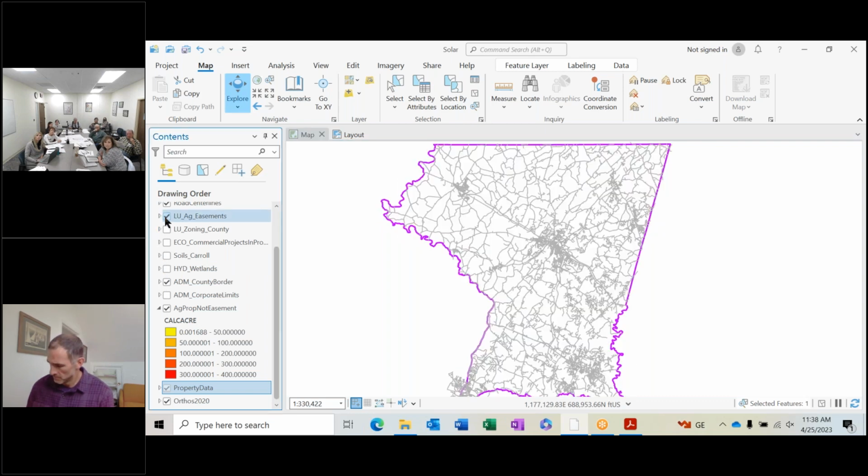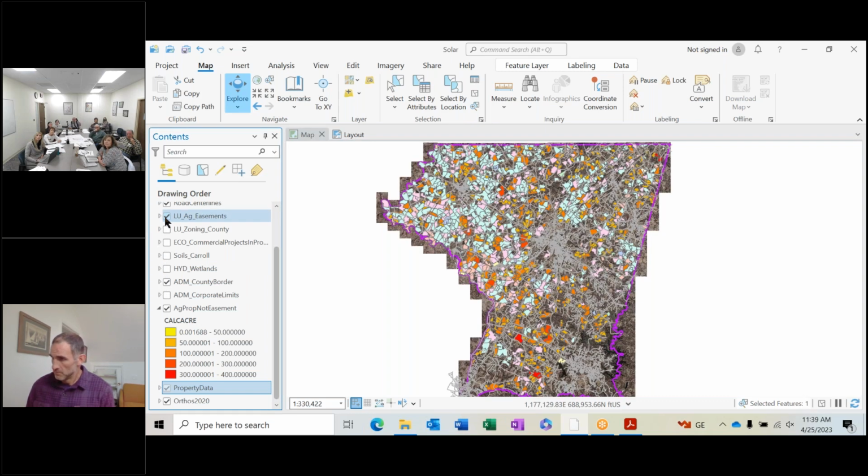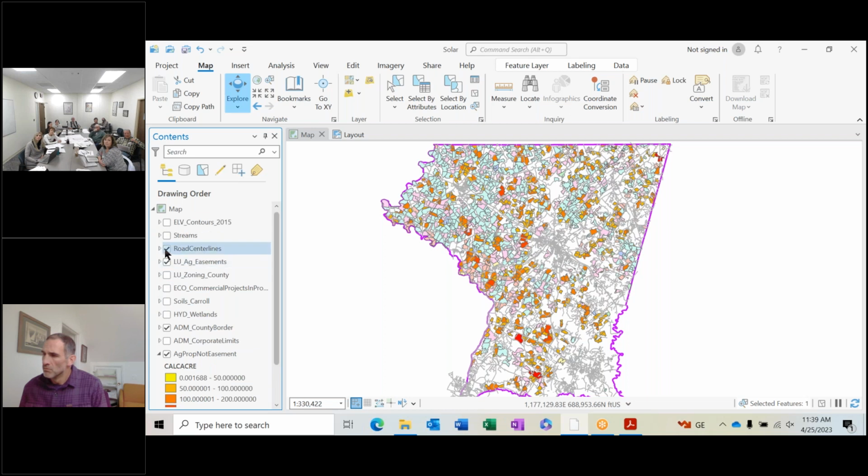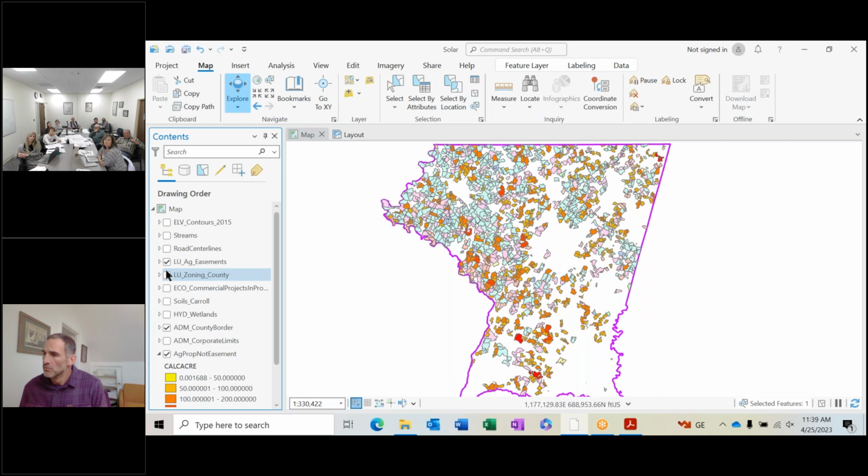Land use. I don't know if I could turn off the aerial. That may help to make more contrast. Yeah. And I can turn off the roads. So the pastels are the ag preservation properties, and then the reds and oranges are the possible remaining ones. Yep.